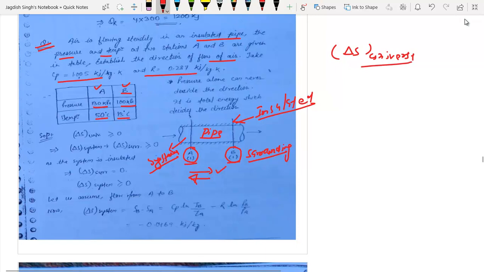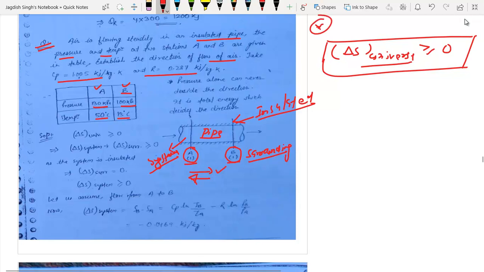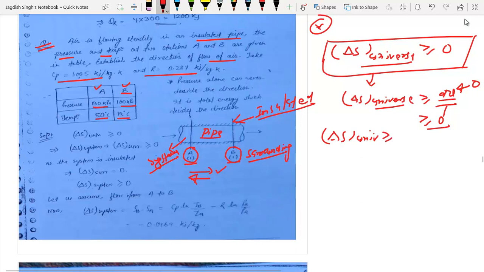We know del S of universe is greater than or equal to 0. We already explained this equation, because our universe is insulated. Basically, this equation is del S of universe greater than or equal to dq by T. But our universe is insulated, that's why this is equal to 0, because for an insulated universe, this dq will be 0. So this is our equation: del S of universe greater than or equal to 0.